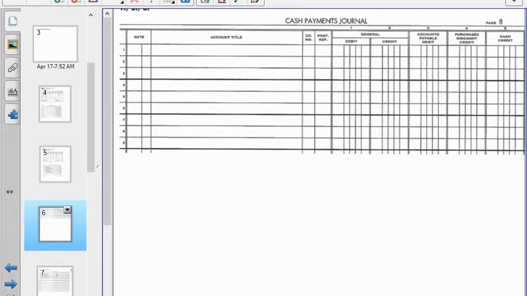All right, welcome back to Accounting 2. We're finishing up Chapter 13, and we're doing the journal entries for 13.4, paying off the taxes we withheld.